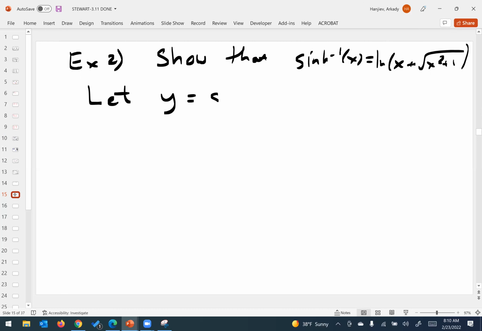So let y be equal to hyperbolic inverse sine of x. And logical flow. Let's go with it here. So again, it's going to either come from a definition or a formula, right? That's what we're working with, or algebra. That's how this is going to flow. So if that's true, then is this true then?